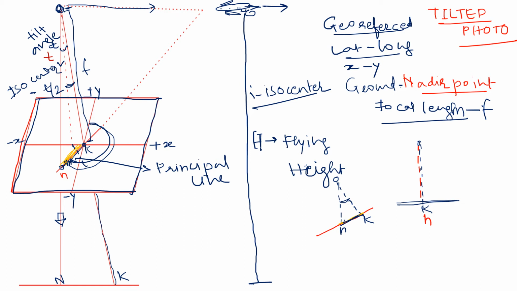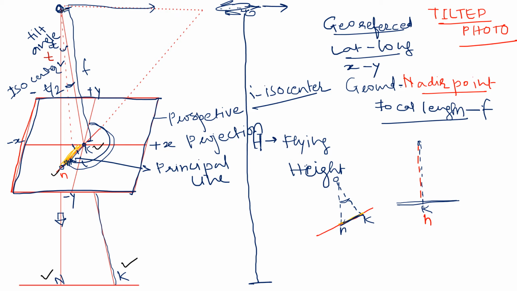In case of the vertical photo, the tilted photograph. Okay, so you understood the main points are the perspective projection, then comes the principal point, nadir point, ground principal point. Okay, then this is the distance between O to K.